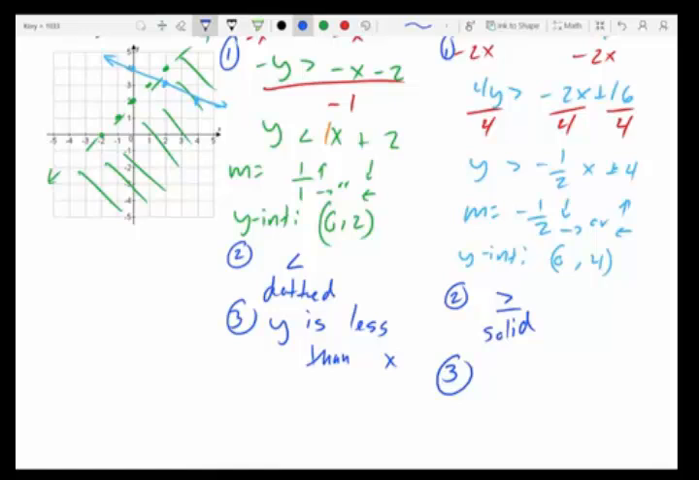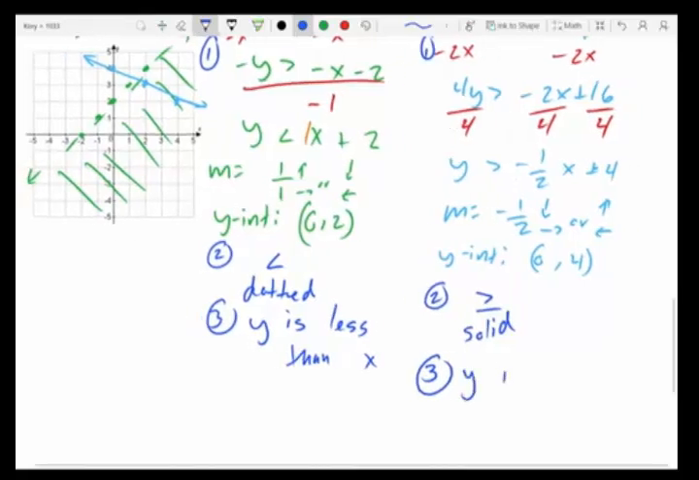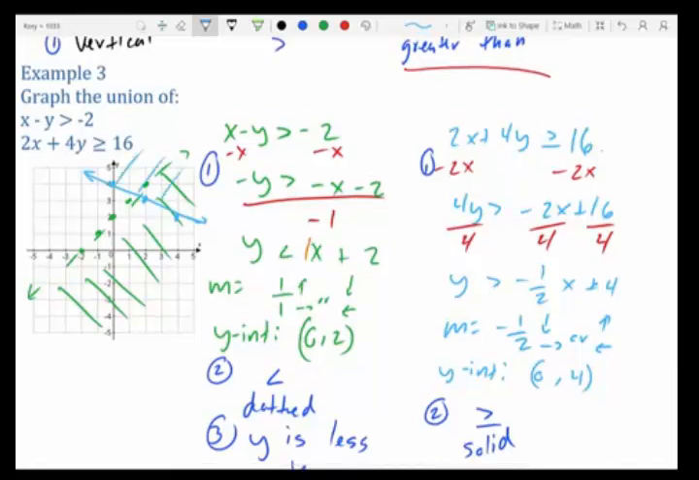So our third step is to figure out where do we shade. Let's read this. This states y is greater than x. So since y is greater than x, we shade above the line. So we shade above the line.